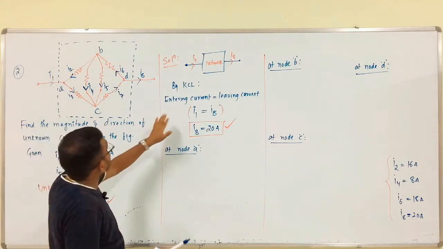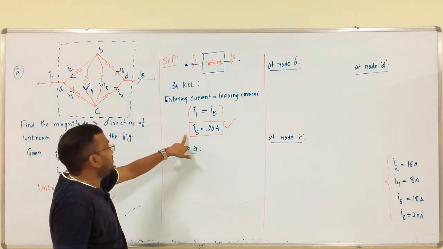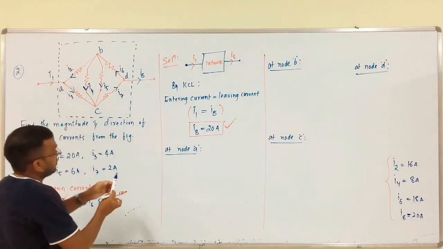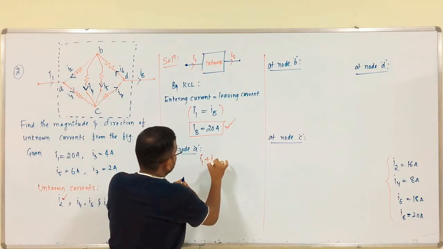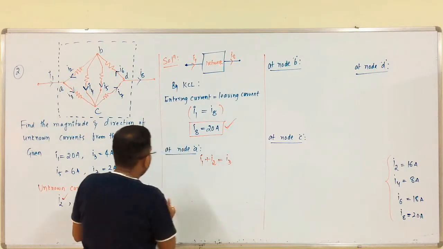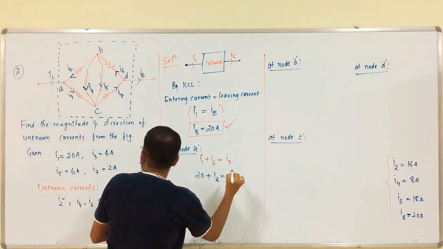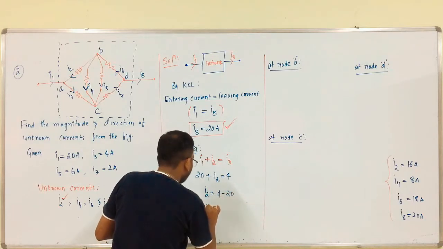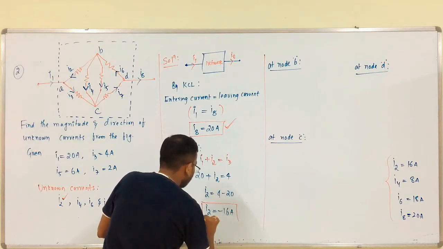Before that, by KCL the entering current is I1, the leaving current is I8. So, KCL is satisfied, I8 should be equal to 20 amps, no problem. At node A, I1 is entering, I2 is also entering. What about I3? I3 is leaving. So, from this, I1 is given as 20, plus I2, which we do not know, equals I3, which is given as 4. So, I2 is equal to 4 minus 20, which is minus 16 amps.